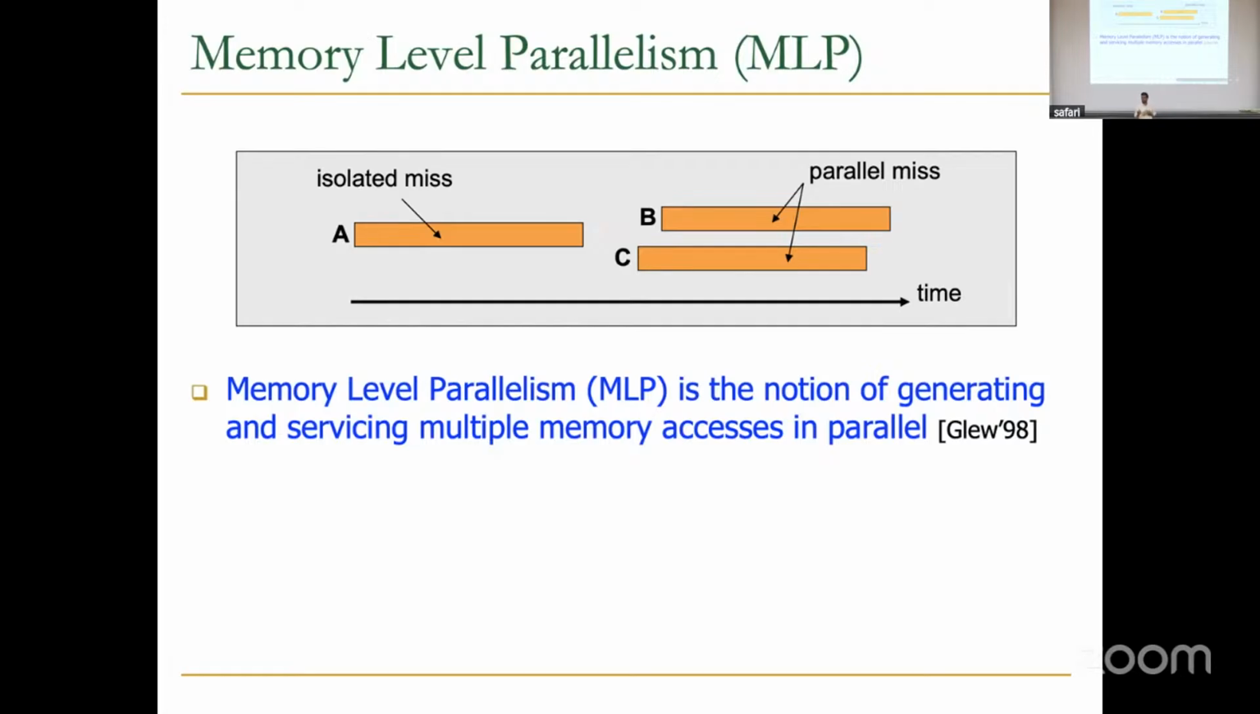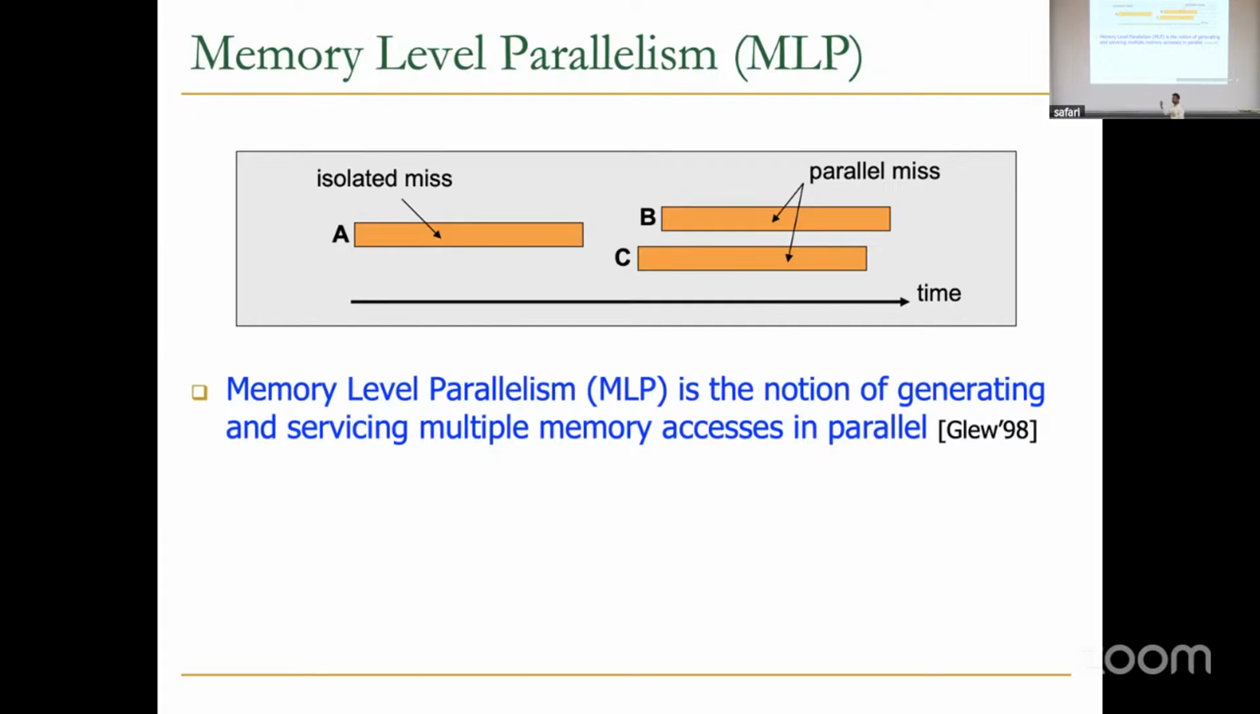Because the processor is not stalling. But if you save A, that's actually the critical one, because your processor is completely stalling. The entire miss latency is exposed to the processor. So the idea is that these 2 memory accesses happening in parallel are what we call memory level parallelism.